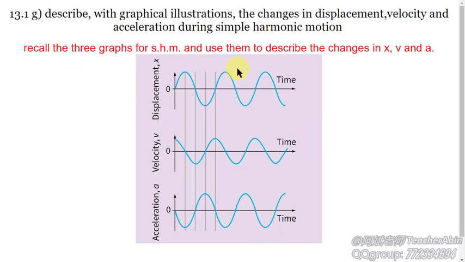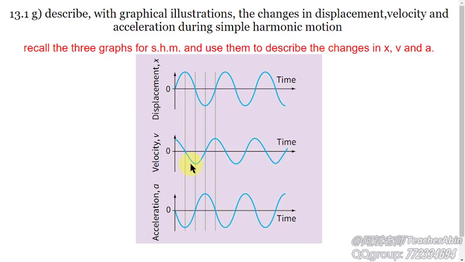So the three graphs are as follows. The top one is the x-t graph with displacement x on the y-axis and time t on the x-axis. The line on the graph tells us that it's a sinusoidal (sine) function. In the middle is the v-t graph with velocity v on the y-axis, and it's a cosine function.